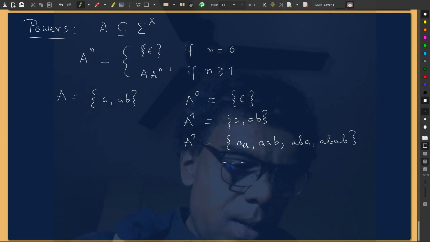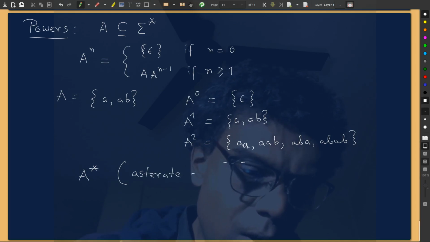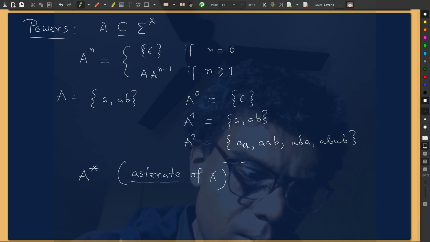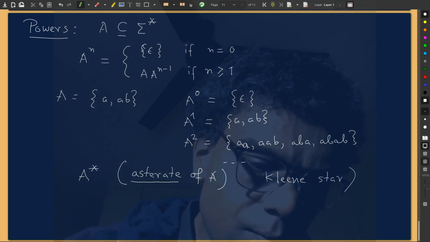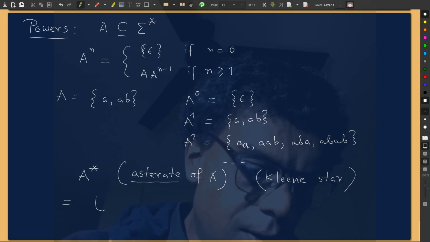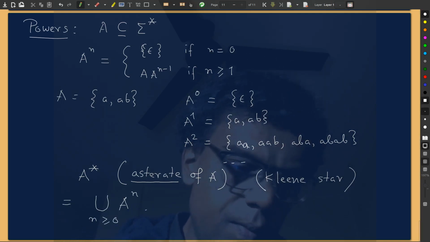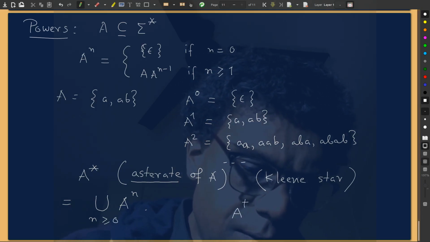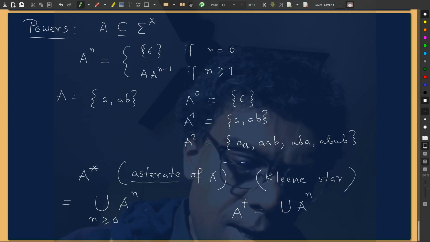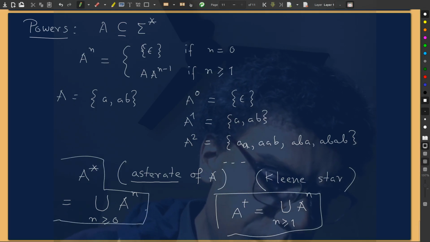Okay, and A star, this is called the asterisk of A, or it is also called the Kleene star. This is another name for this asterisk. This is the union of A to the n for all n greater than or equal to 0. Sometimes we also define this A plus as the union of A to the n for n greater than or equal to 1, and this is defined for n greater than or equal to 0.